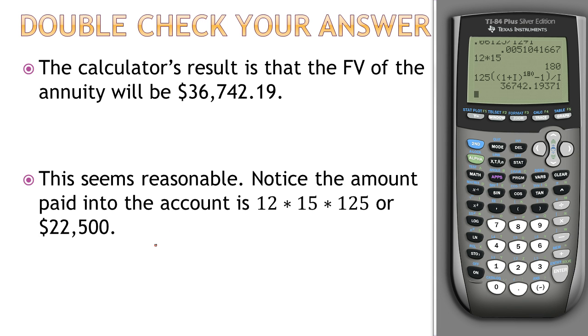Is this a reasonable answer? It seems so. We can always check how much we paid into the account by saying 12 months per year, 15 years times 125, the total amount we paid into the account was $22,500. So the rest of that $36,000 is the interest.